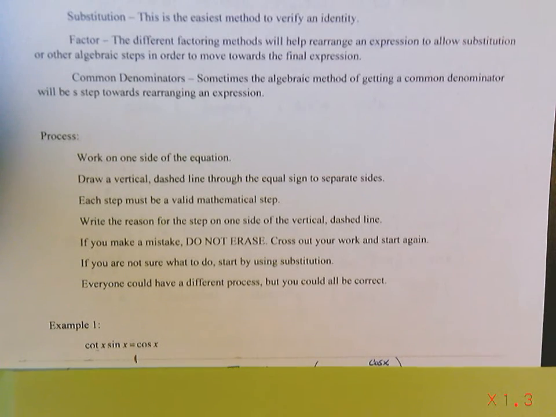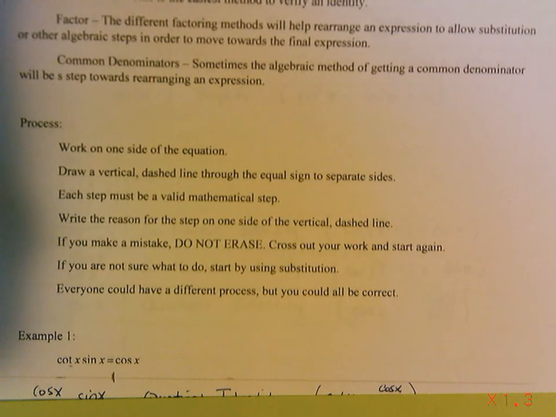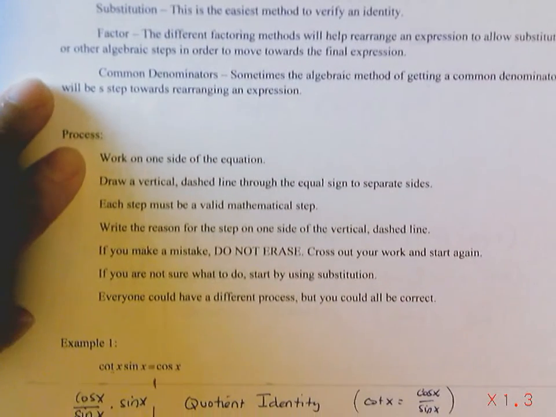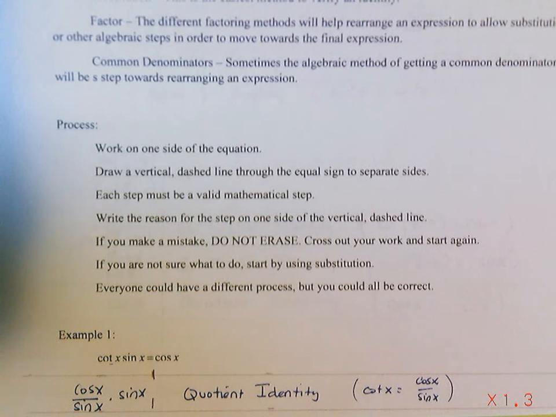My first example is I have cotangent x times sine x is equal to cosine x. My first step is I'm just going to use plain substitution. So cotangent x I know is cosine x over sine x. The reason I choose the substitution is because I'm always looking on the right hand side to see what I want to get to. I want to get to cosine x. So if I change cotangent to cosine x over sine x, that's going to lead me to a cosine x.